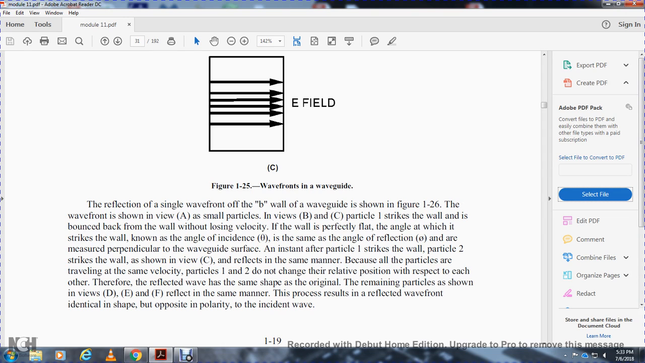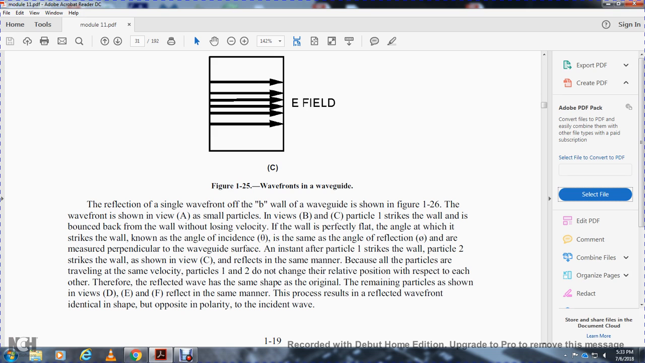After particle 1 strikes the wall, particle 2 strikes the wall, as shown in view B and view C, and reflects the same. Because all the particles are traveling at the same velocity as particles 1 and 2, they do not change their relative position with respect to each other. Therefore, the reflected wave has the same shape as the original. The remaining particles are shown in D, E, and F.